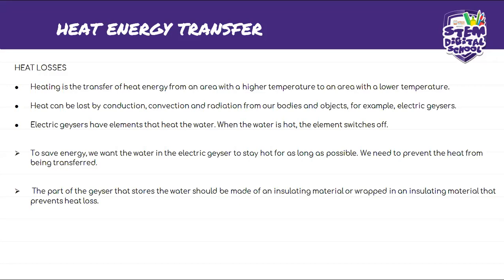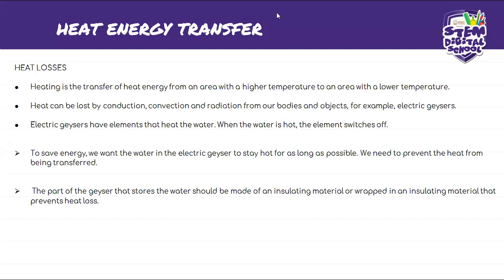All right. Now, where there is heat loss, there are methods in which heat can be lost. The same way we have various ways of heat transfer, heat is also lost by the same methods. For example, heat can be lost by conduction, convection, and radiation, from our bodies and objects, for example, electric geysers. All right. Now, what we need to do, for example, it's winter now, so what do we do? We need to insulate our bodies.